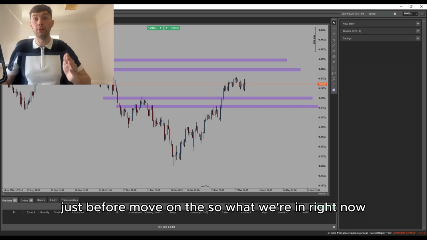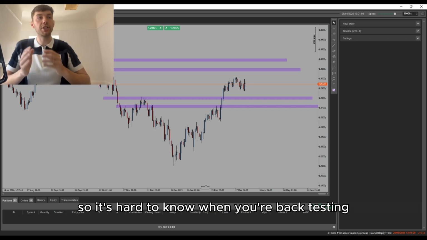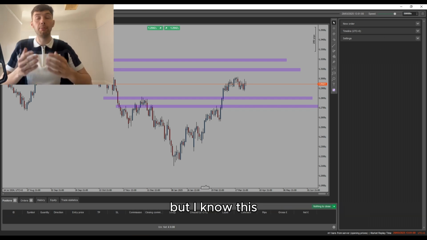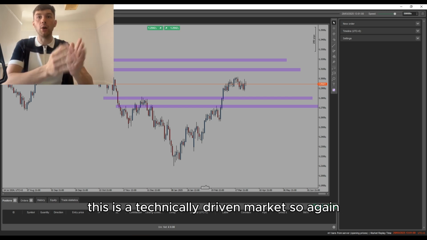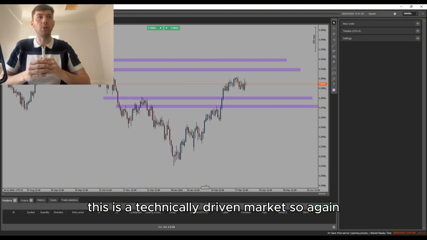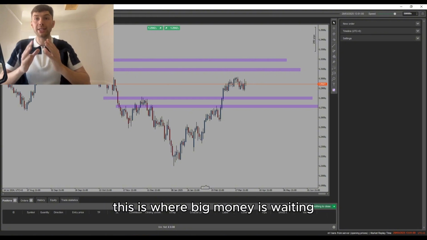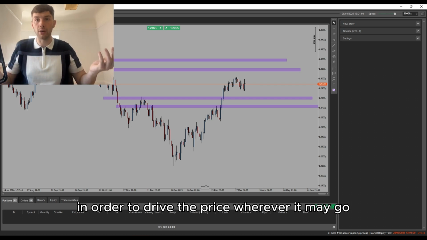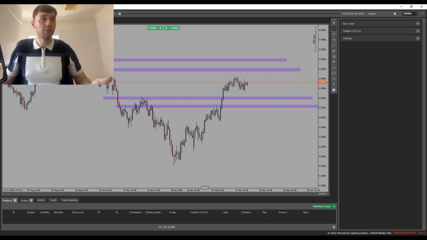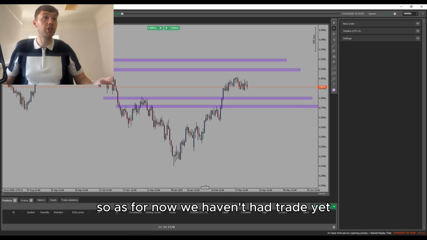By the way, just before we move on, what we're in right now, it's hard to know when you're backtesting, but I know this area where we're in right now is a technically driven market. So again, this is where big money is waiting for that next fundamental driver in order to drive the price wherever it may go. So as for now, we haven't had a trade yet, and that is just the reality of trading.